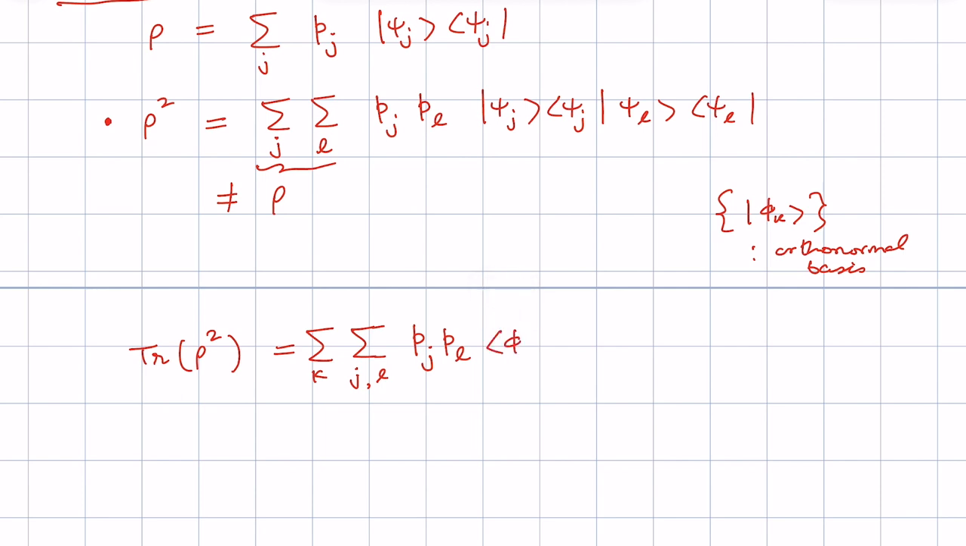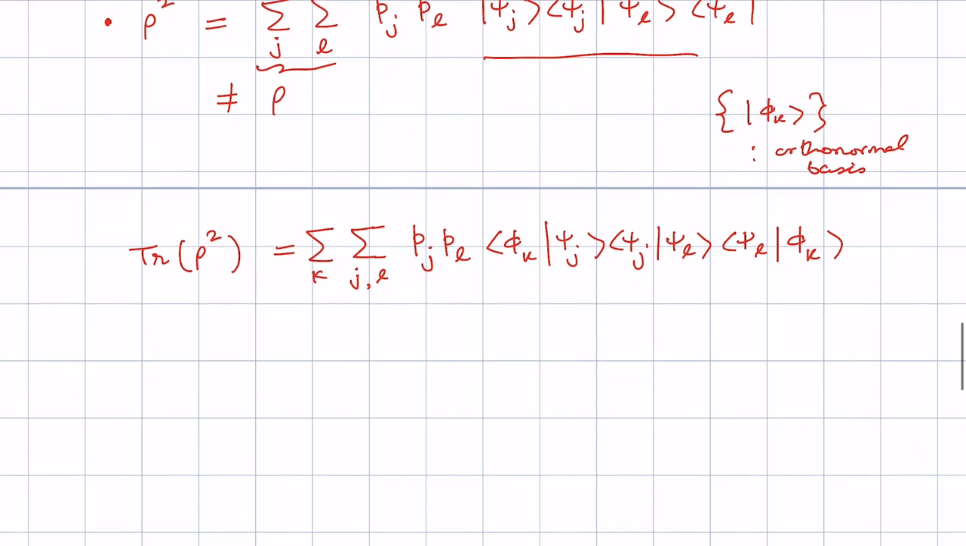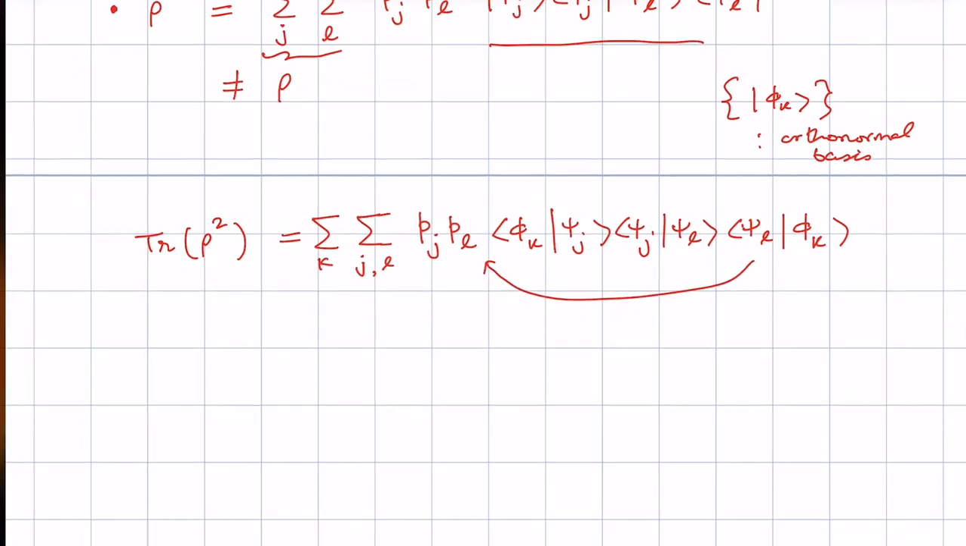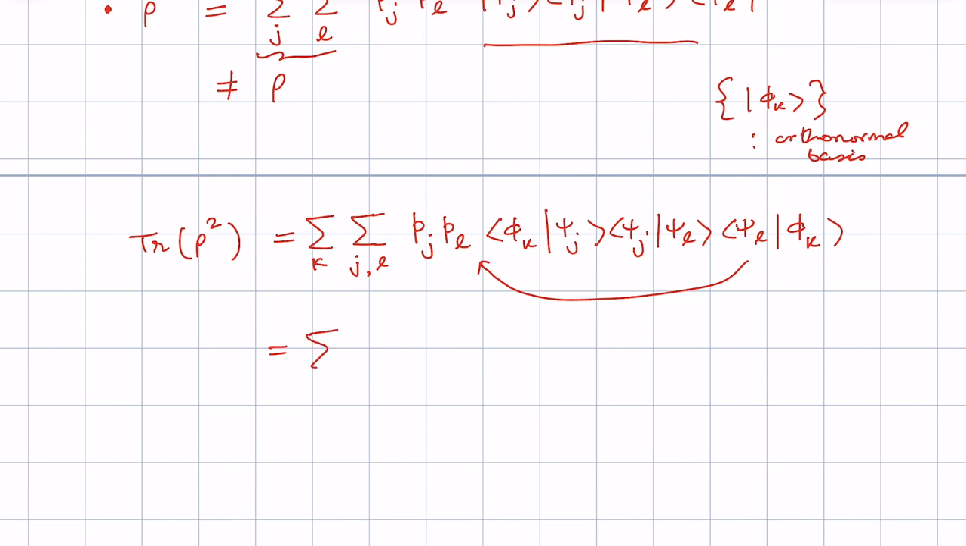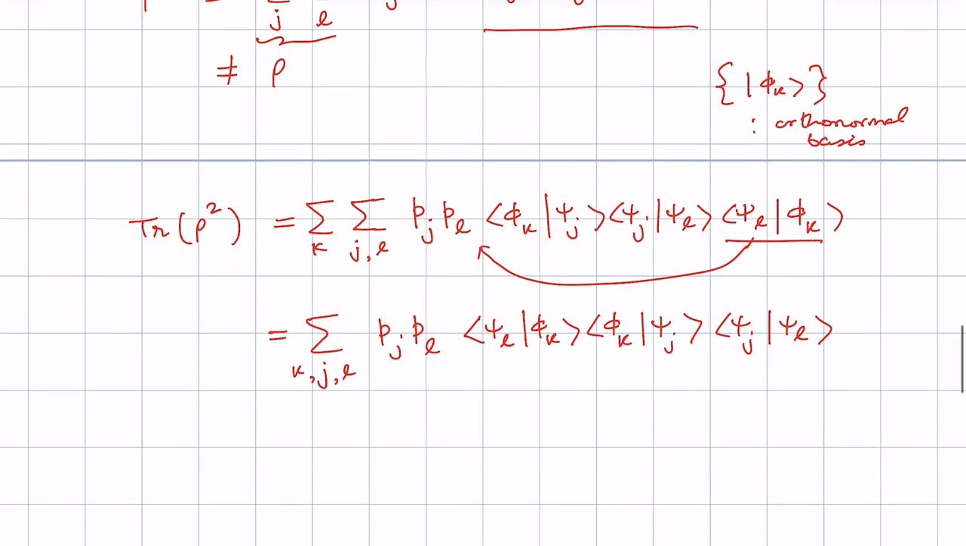So I have here <phi_k|psi_j><psi_j|psi_l><psi_l|phi_k>. I have to take the trace that way. This is the way to take the trace, and these are numbers. So what I can do is move this to this side. Again, I am going to utilize my old trick. Everything now I can write as a single sum, but three summations are involved, k, j, l, and I have here p_j p_l, and if I move this to this side, then I have here <psi_l|phi_k><phi_k|psi_j><psi_j|psi_l>. This is easy to understand.